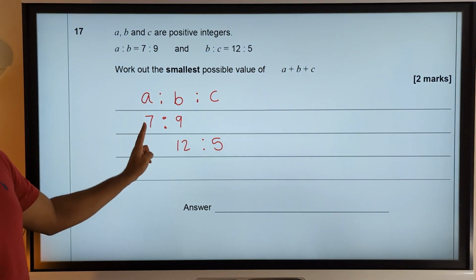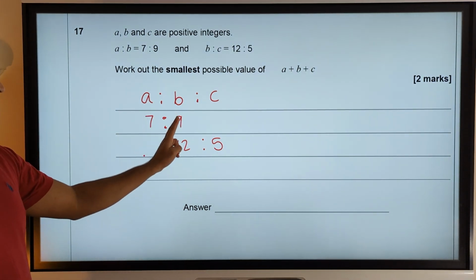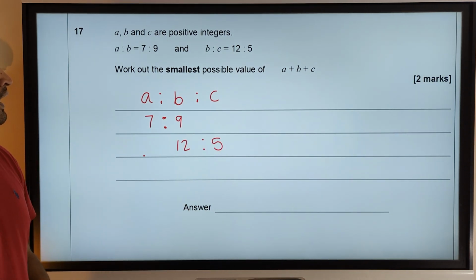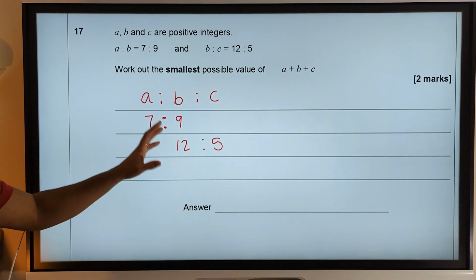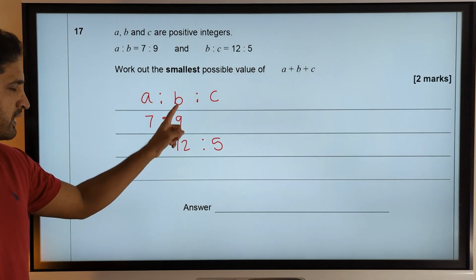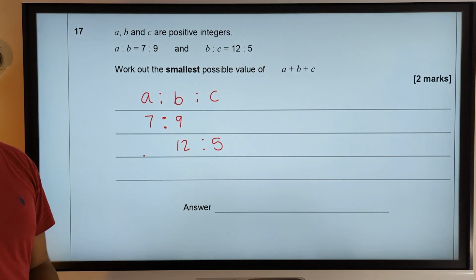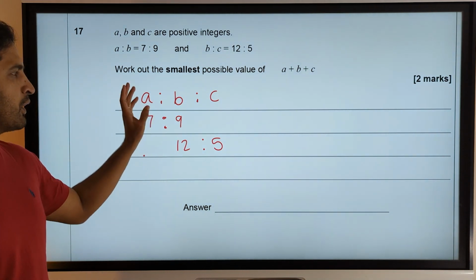Right, so we can say that A to B is 7 to 9 and B to C is 12 to 5. We need to work out the smallest possible value for A plus B plus C. So the first thing I need to do is work out the lowest common multiple of 9 and 12. So, lowest common multiple of 9 and 12.